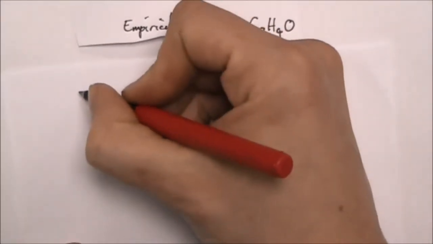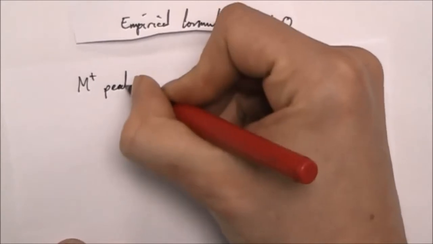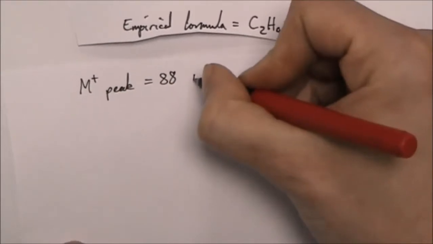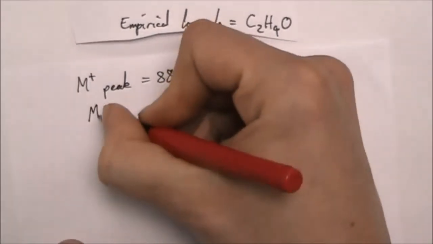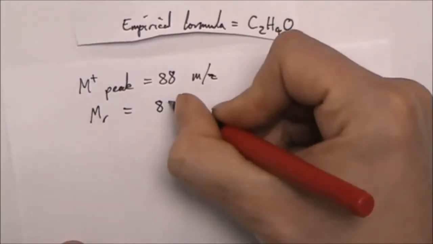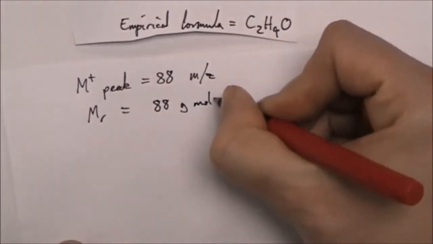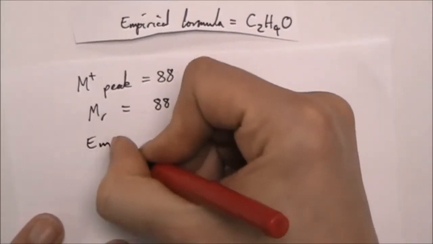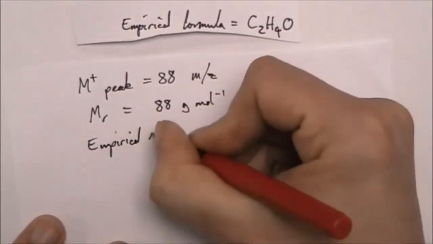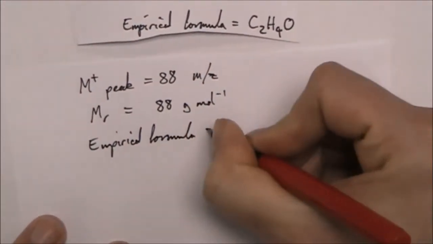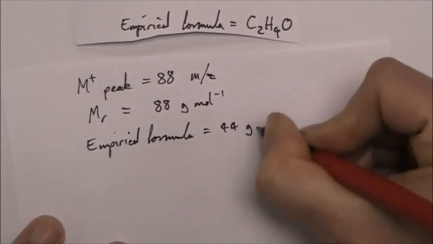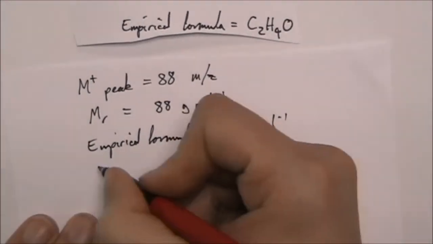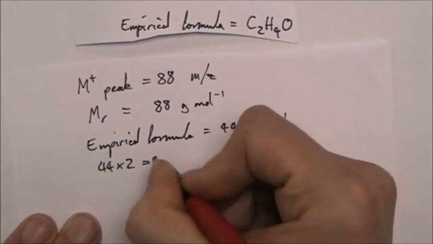So I'm going to write M plus peak equals 88 m/z. Mr equals 88 grams per mole. Okay, so empirical formula equals 44 grams per mole relative mass. 44 times 2 equals 88.